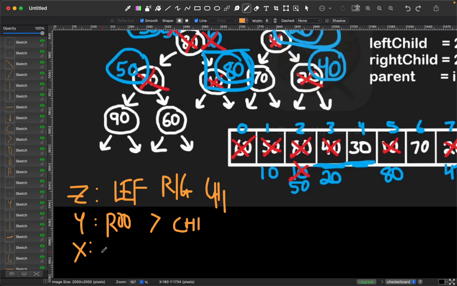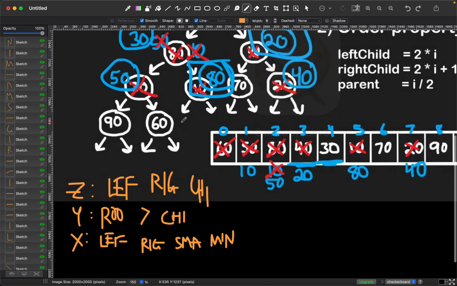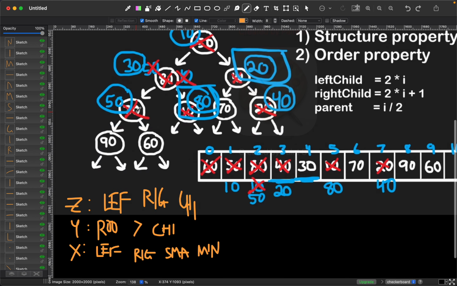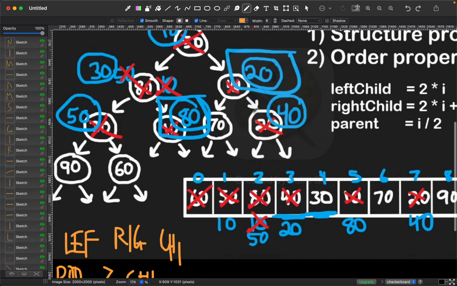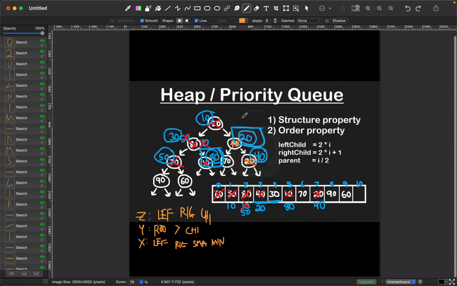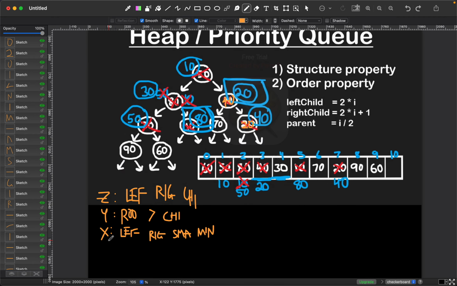So operation X is, between the left child and the right child, which one is the smallest, or rather which one is the minimum. Which guy is smaller, then I will perform a swap. And obviously there's nothing to do for a swap over here, so nothing happens. So then down we come to maybe this 40, and then there's maybe a 20 over here. We similarly do the operations Z, Y, X.